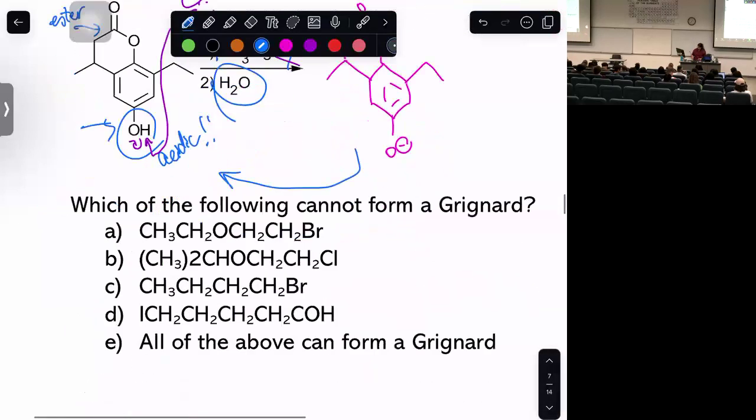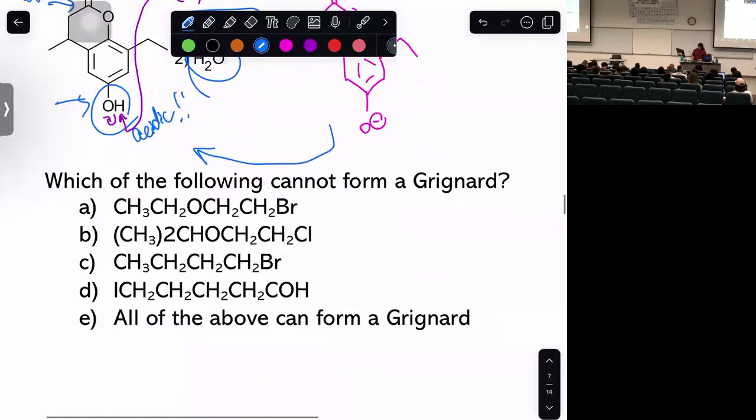Okay, now let's see a slightly different question in here. Read it carefully. Again, remember all of your basic concepts. In this case, they're asking which of the following cannot form a Grignard. So again, be careful. B? D? Everyone thinks it's D? B? I hear both.